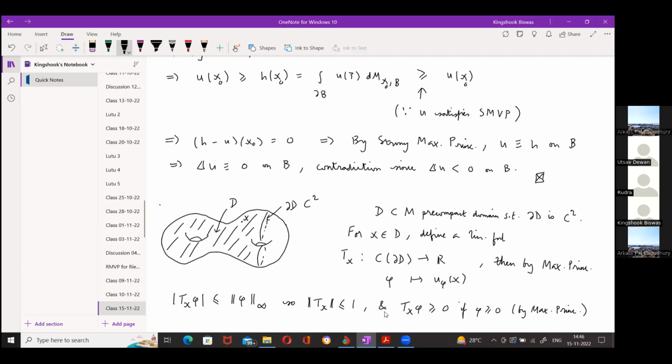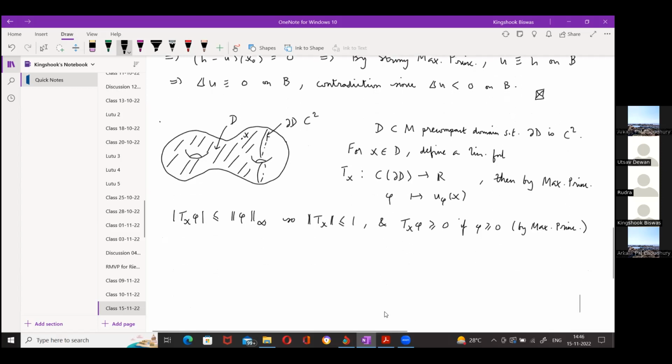Right? Because a harmonic function attains its infimum on the boundary. So if the boundary value is greater than or equal to 0, then the function is greater than or equal to 0 inside. And finally, T_x of the constant function 1 is the constant 1. So all this implies that the norm of T_x is equal to 1, and the positivity of this linear functional implies that it's given by a probability measure.